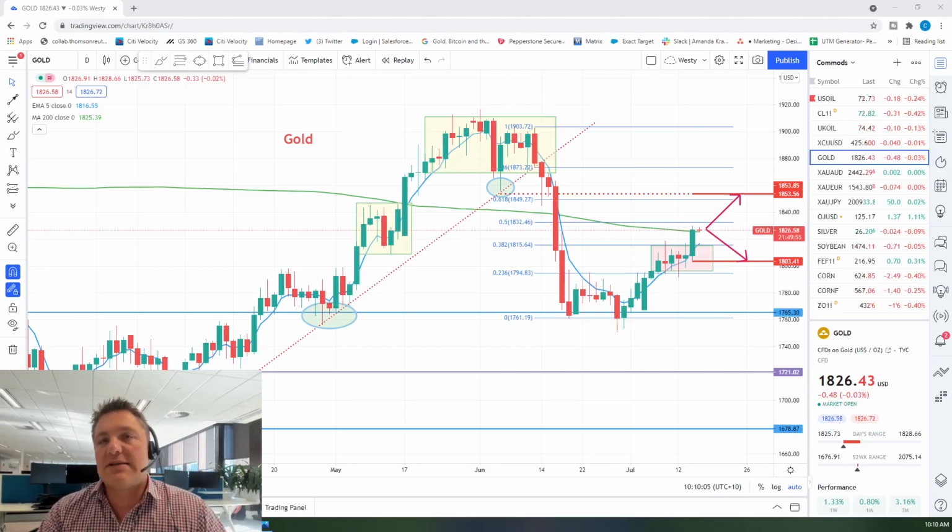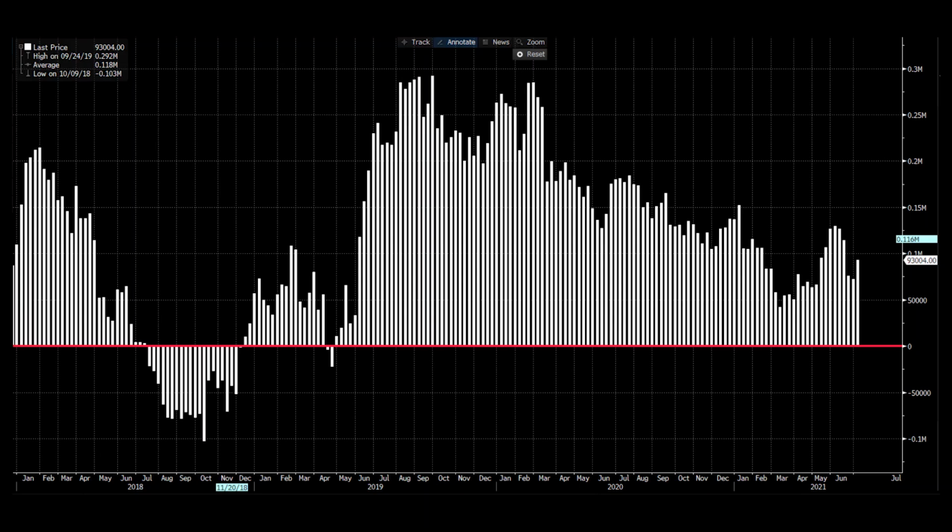If you have a look at the futures market, though, we have seen a pickup in the net long that the market's holding at the moment. This is managed money. This is the weekly CFTC data. And you can see that's at 93,000 there. So that has picked up a little bit from last week, but it's not at any kind of levels that I would be concerned about.